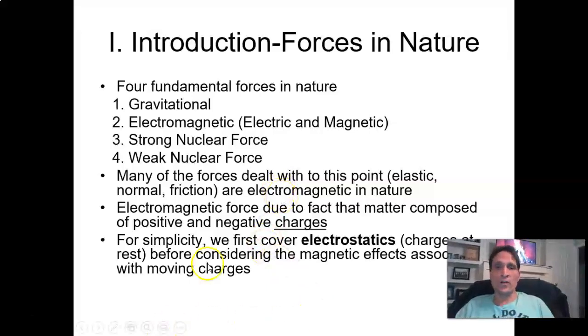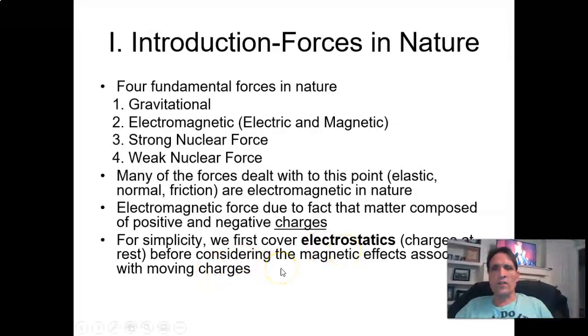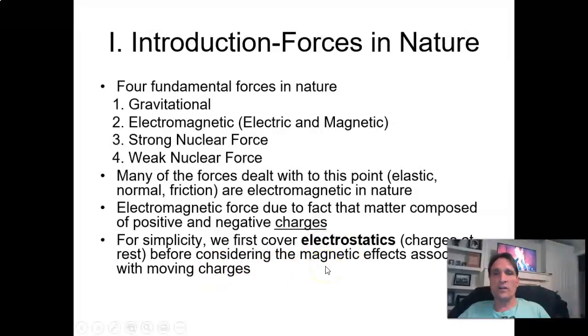We're going to start simple, and we're going to assume that these charges are not moving, they're at rest, and this is called electrostatics. And then we'll get into moving charges and see that these give rise to magnetic effects, what we call the magnetic force.